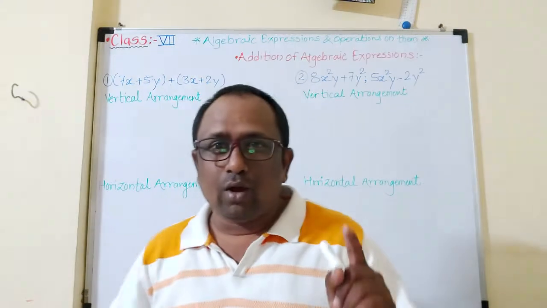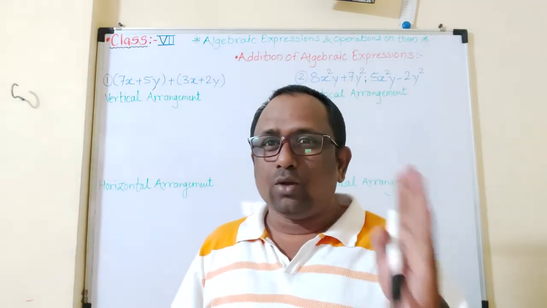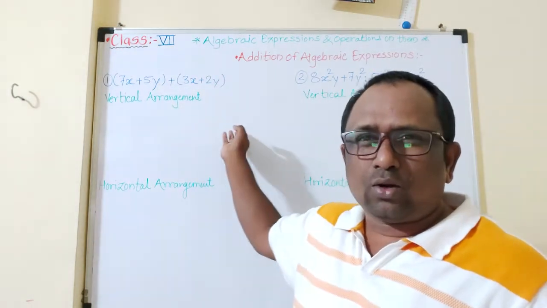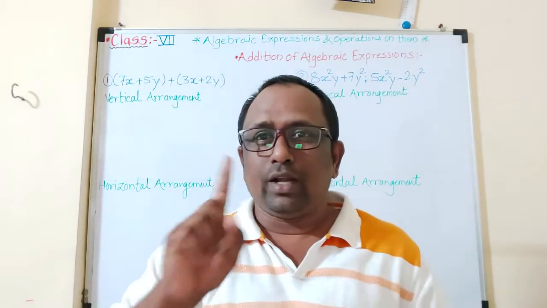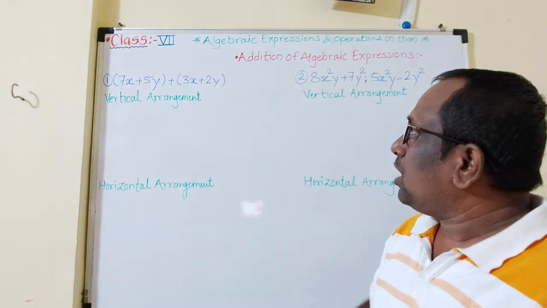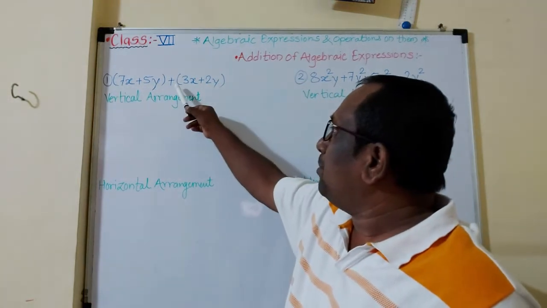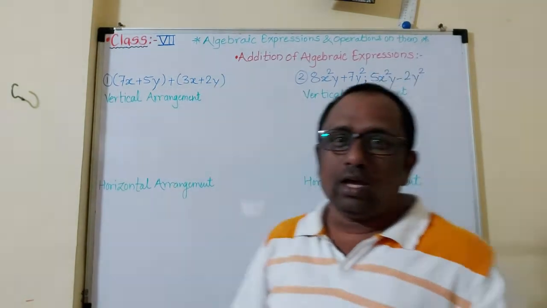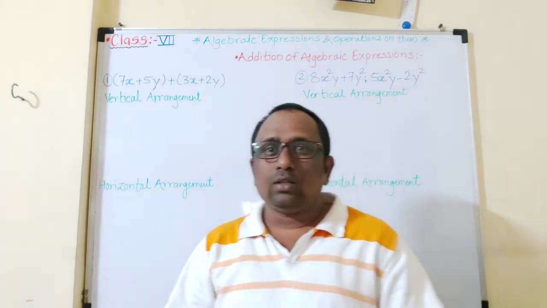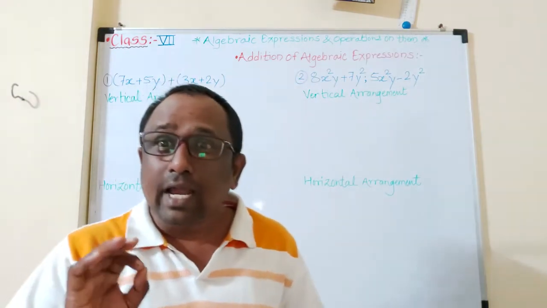Just keep in mind, when we have to add monomials, you only have to add the coefficients. Here I wrote that a, so a you have to take only one time, in addition and subtraction also. Now here: 7x plus 5y plus 3x plus 2y. These are the binomials. We have to add them. As I told you, we have to look for where the like terms are.